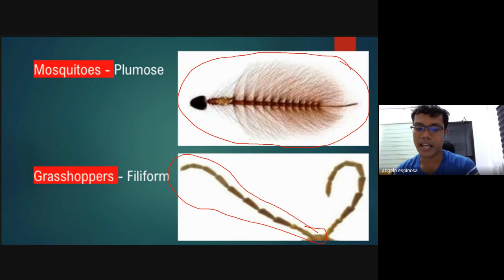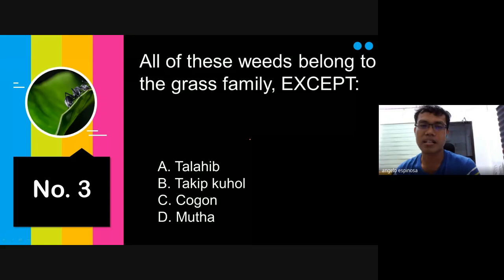Number three, all of these weeds belong to the grass family except blank. A, talahib. B, takip kuhol. C, kogon. D, muta.